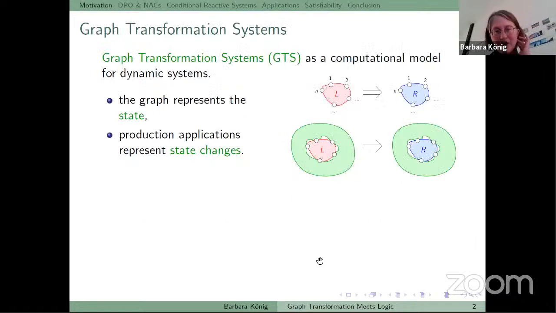I'll start fairly generally, so I can try to make this as accessible as possible, and I'll talk first about what graph transformation systems are. For me and for many other people, graph transformation systems are a computational model for dynamic systems. You have to view it in this way: the graph is a state, and the production applications are the state changes. So there are rules, and the rules consist of a left-hand side.